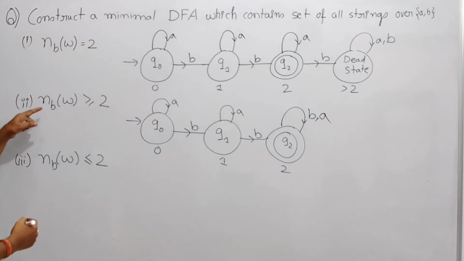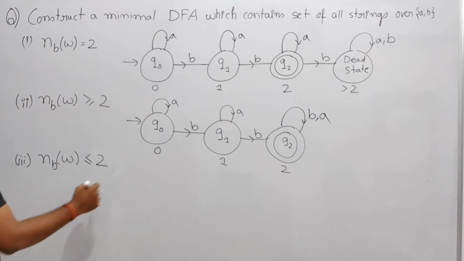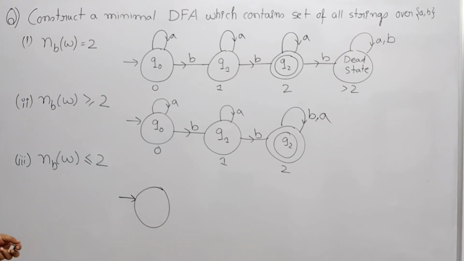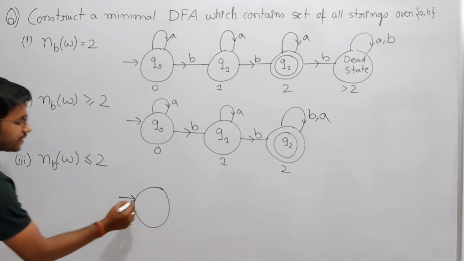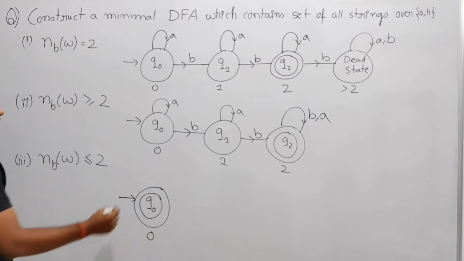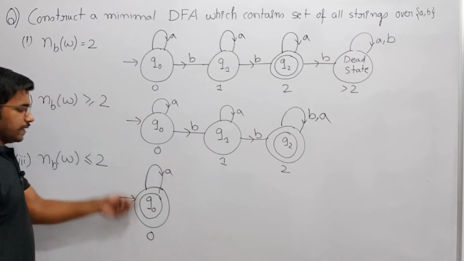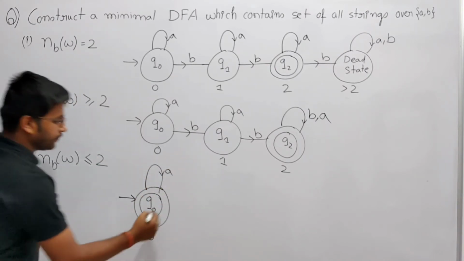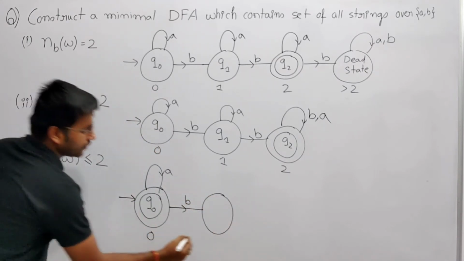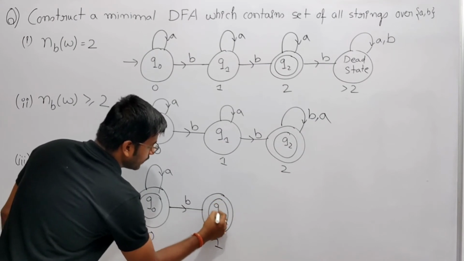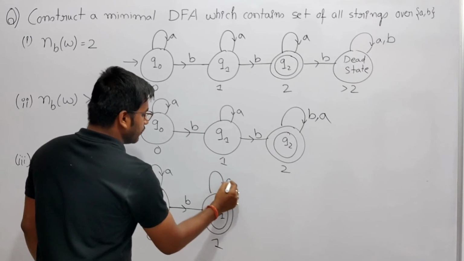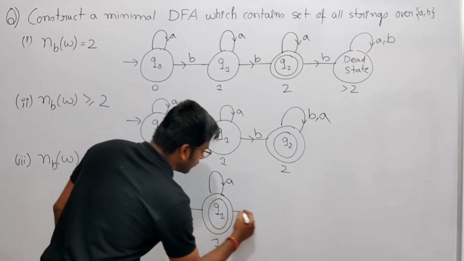Similarly, when I am counting B, I am keeping a loop of A. Similarly we will do it for when number of B should be smaller than or equal to 2. Okay, so initial state I will make a final state because number of B is 0. Any number of A, I will keep a loop, because any number of A has number of B as 0. Now again by getting B, number of B is now 1. It belongs to this language, so I will make it a final state.